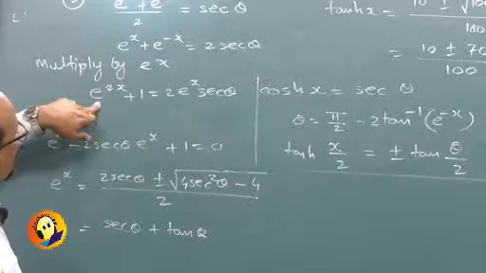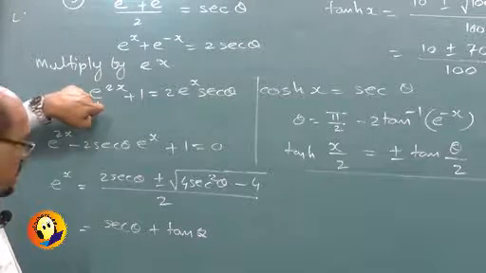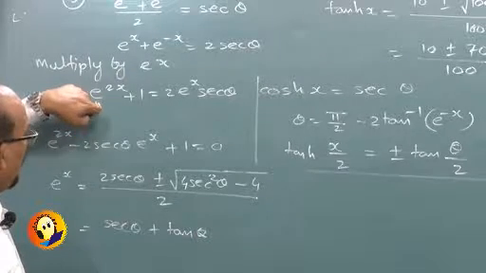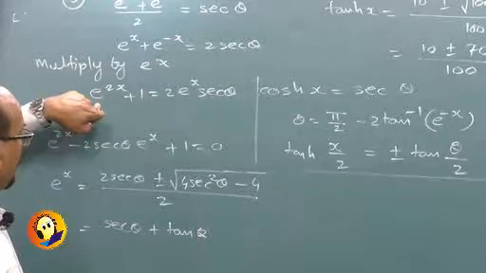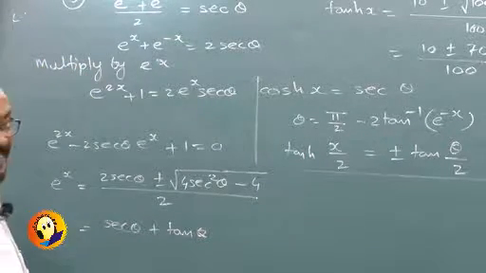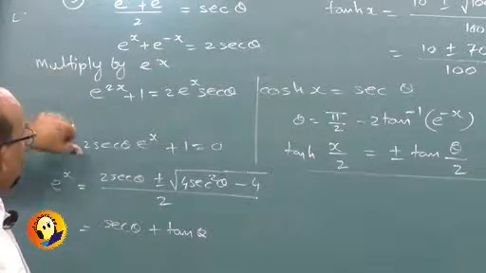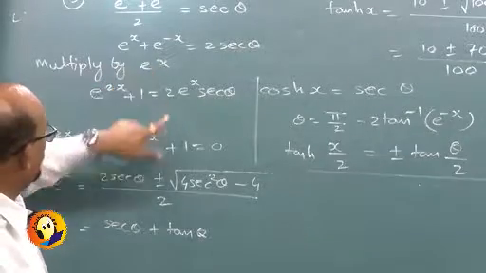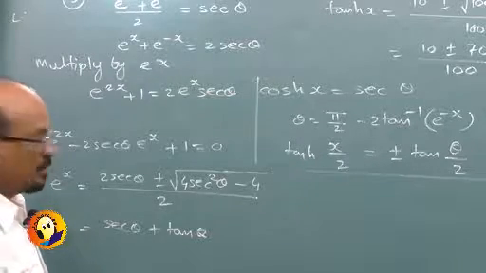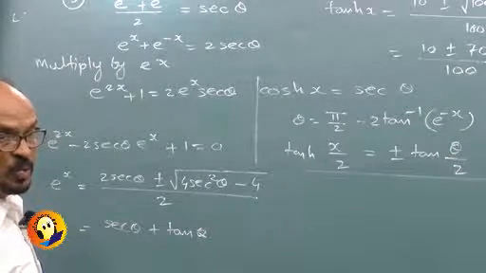Even if I would have multiplied by e raised to minus x, the equation is same, or what? So we mean to say that e raised to x and e raised to minus x have the same value? I multiplied by e raised to x and I got this equation. If I multiply by e raised to minus x, I will still get the same equation. So e raised to x and e raised to minus x are having the same value. Is it true?